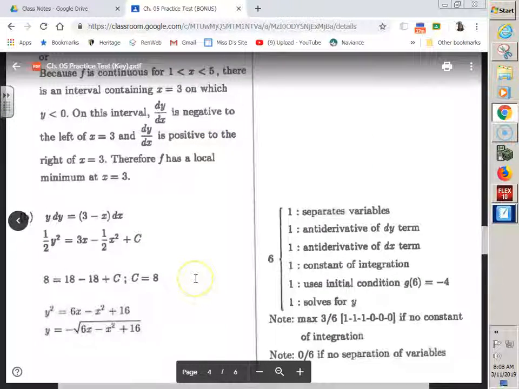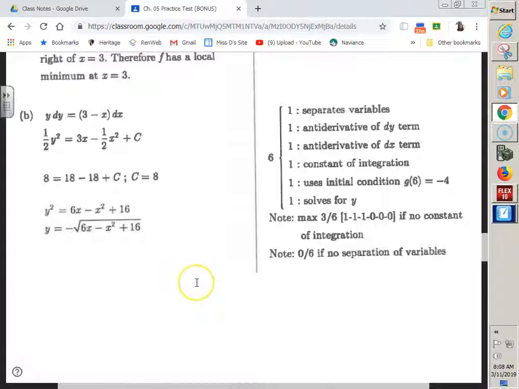All right, let's go down to letter B, though. That's the one where you had to solve the differential equations. Let's see if you got those 6 points. So many points on just solving a differential equation. Did you separate the variables correctly? Did you take the antiderivatives correctly, using basically power rules again? Did you solve for y by multiplying by 2?